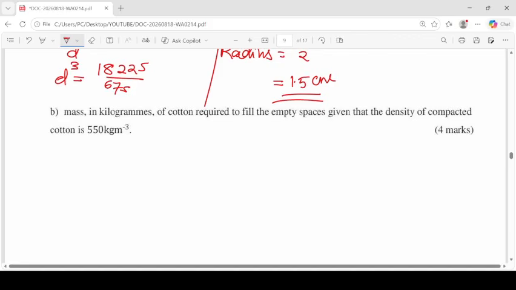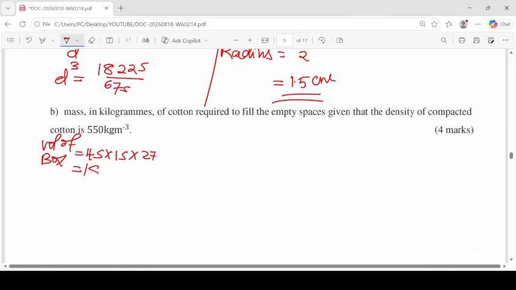Part B, the mass in kilograms of the cotton required to fill the empty spaces, given that the density of the cotton is 550 kilogram per cubic meter. So in this case, let us first get the volume of the box. Volume of the box, which will be given by the length 45 times the width 15 times the height 27.